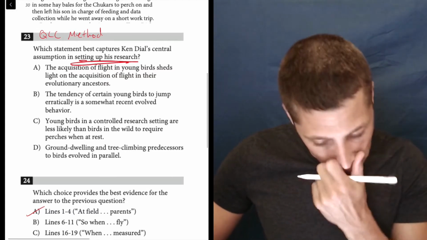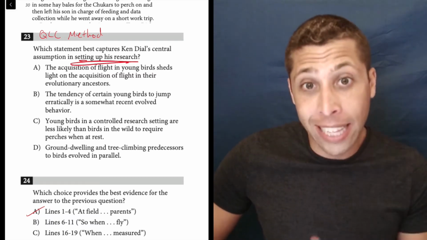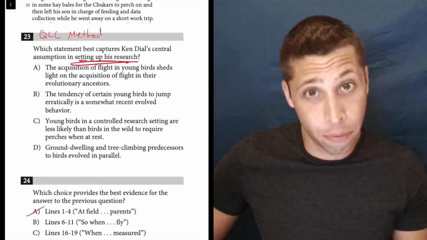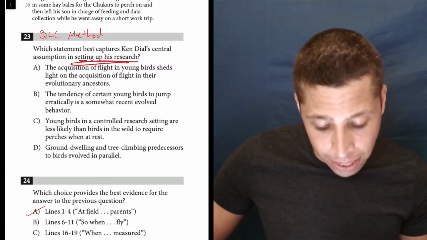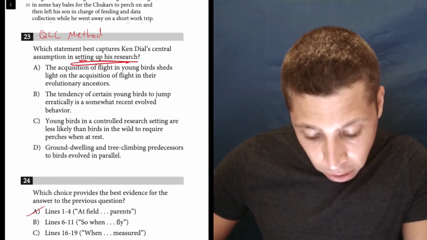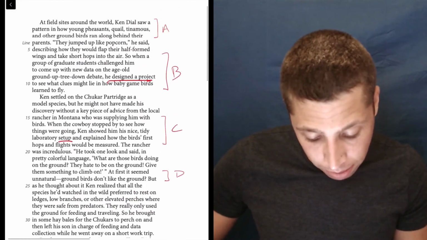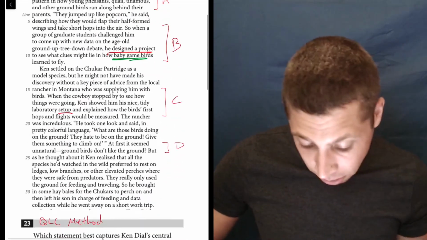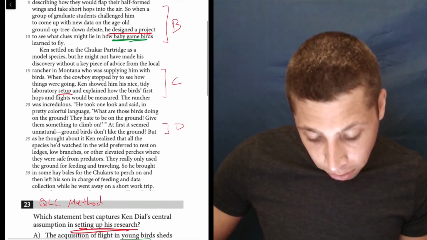So let's see. I'm not going to go back to those line references and try to understand them better. I'm going to let the answer choices in number 23 do that for me. It tells me what to care about. In choice A, the acquisition of flight in young birds sheds light on the acquisition of flight in their evolutionary ancestors. So did they talk about young birds? Yeah, they did. Baby game birds. Okay, sheds light on the acquisition of flight in their evolutionary ancestors.